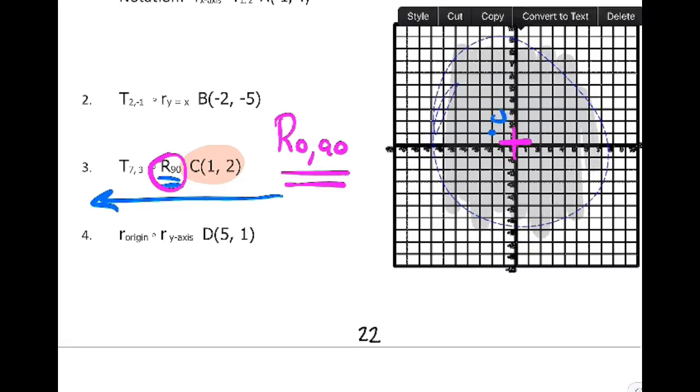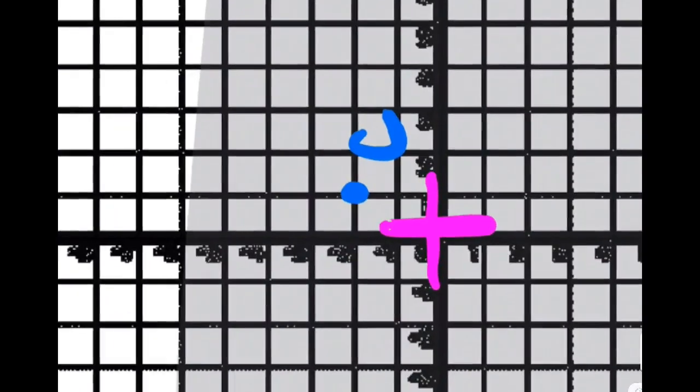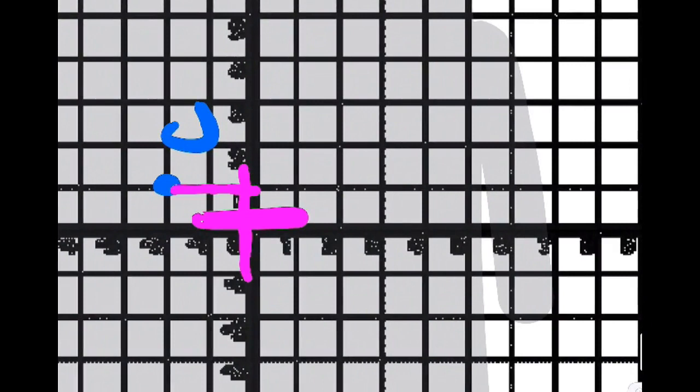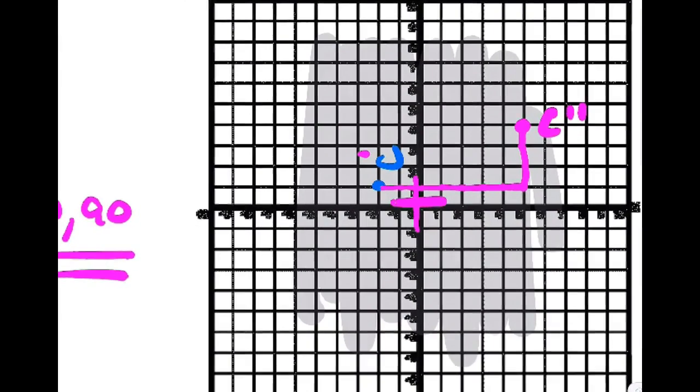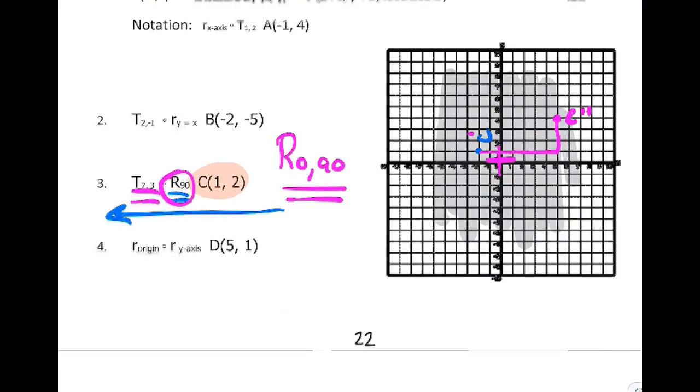So that becomes the point -2, 1, which we then translate over 7 and up 3, which is C double prime. And that ends up being at 5, 4 when you're all done.